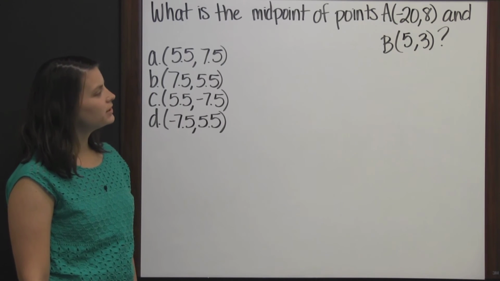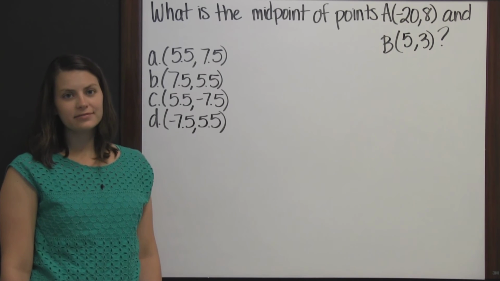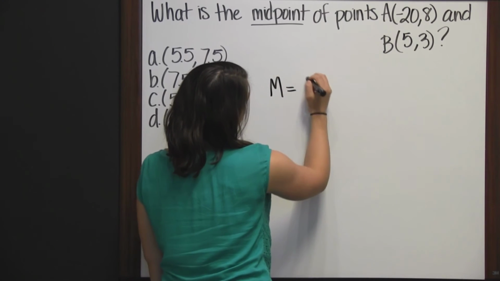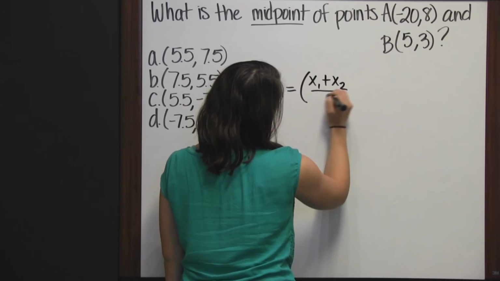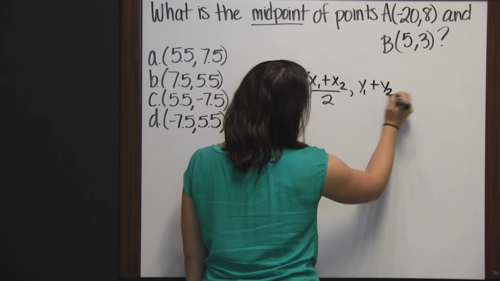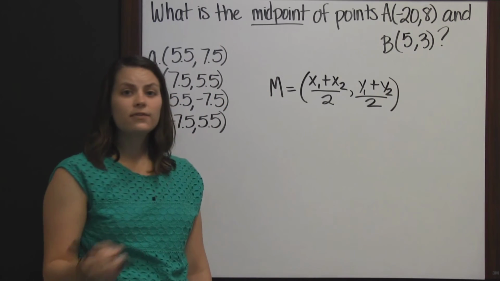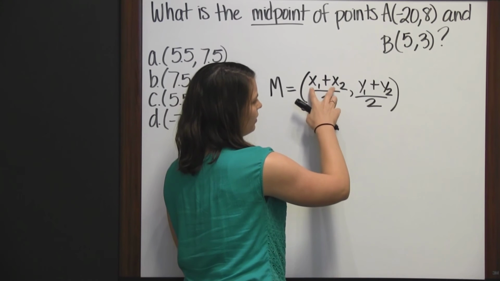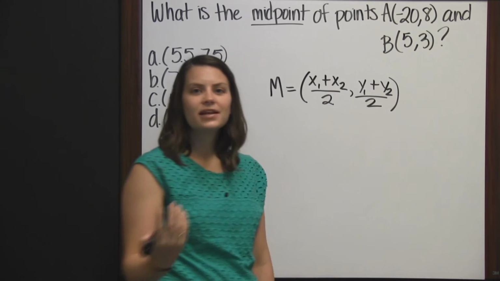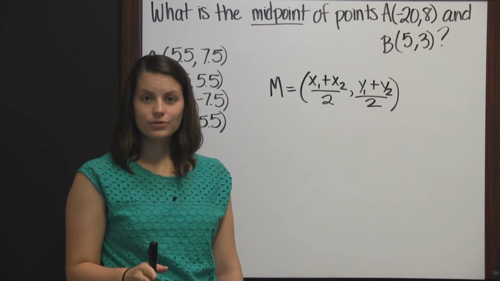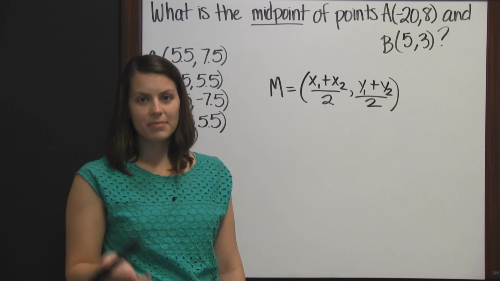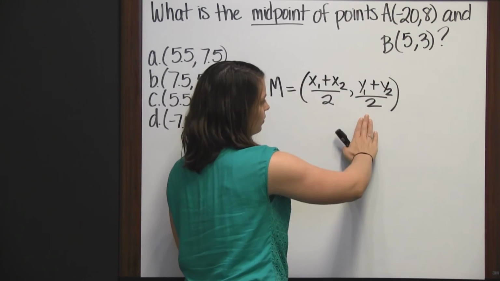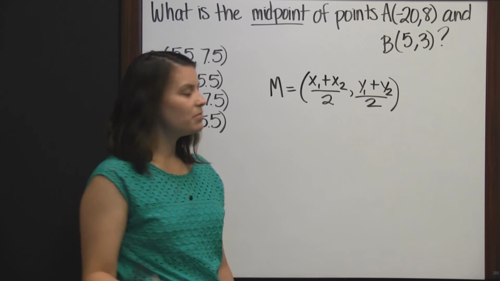What is the midpoint of points A, negative 20, 8, and B, 5, 3? To find the midpoint, we can use the midpoint formula, which is x1 plus x2 divided by 2, then y1 plus y2 divided by 2. And if you look closely, you'll notice what you're doing is adding your endpoint x coordinates together and dividing by 2. That's an average, or the middle of those two numbers. So it makes sense that if you're trying to find the midpoint, you would find the middle of your x coordinates and then also the middle of your y coordinates. And then you'll end up with a midpoint.